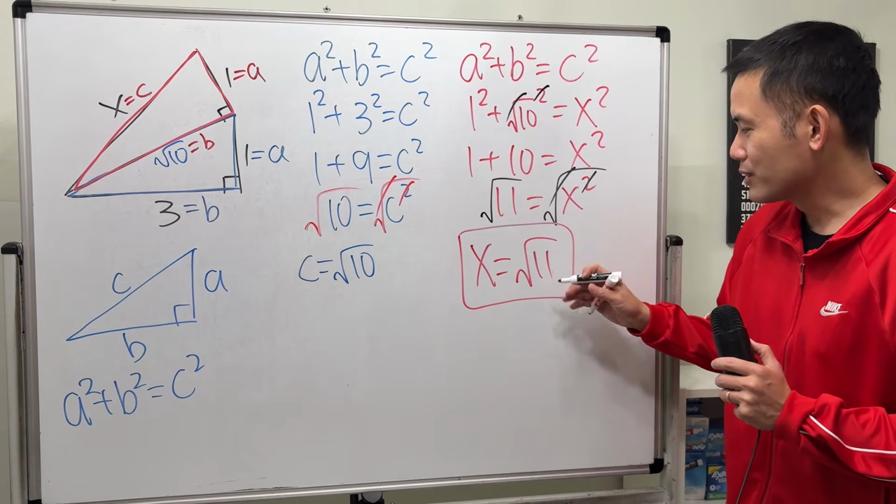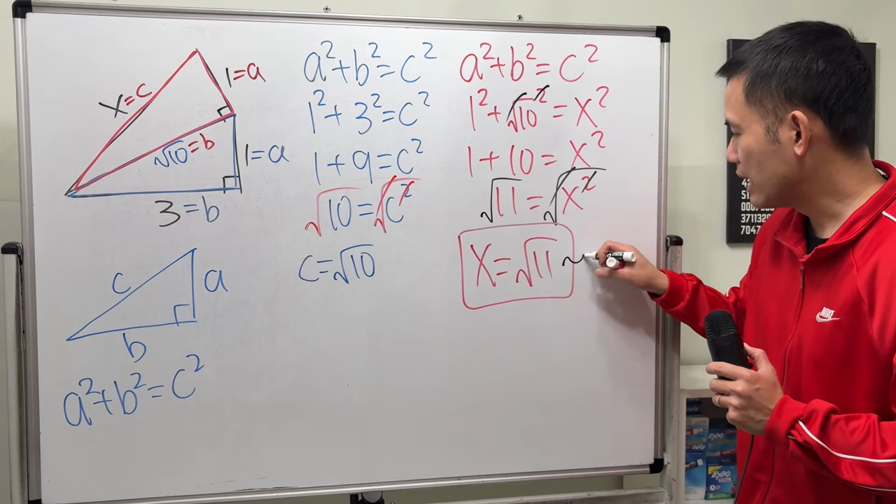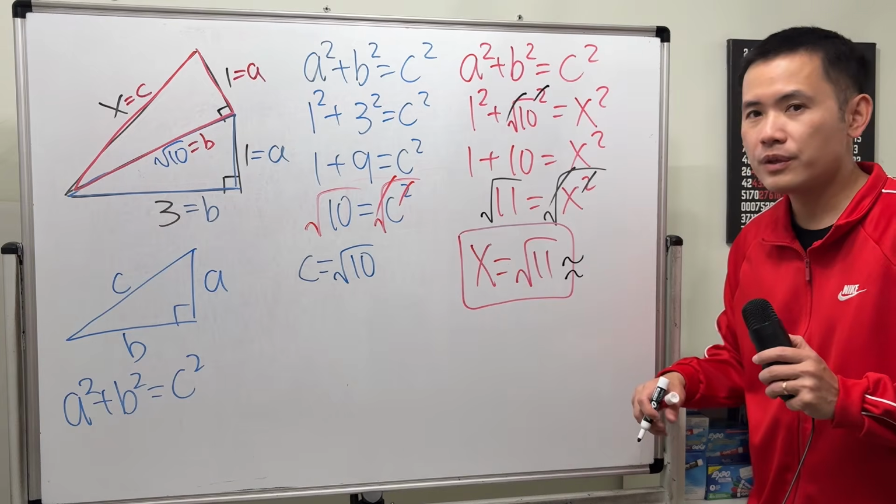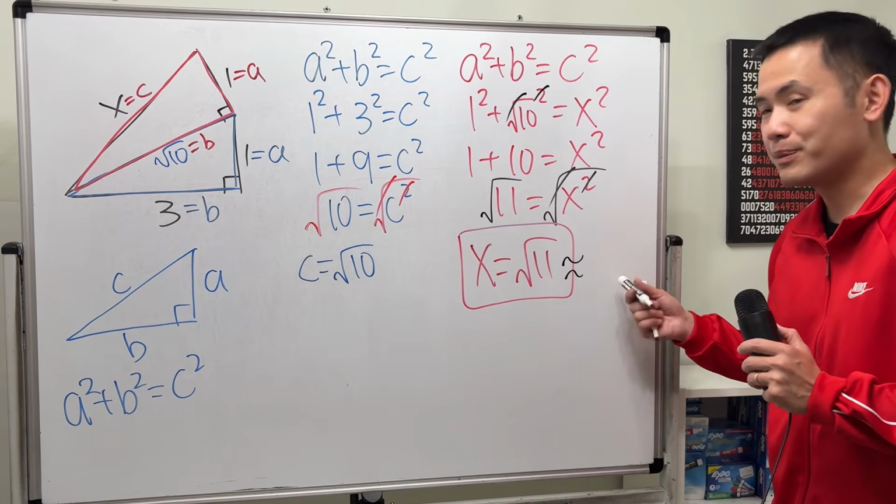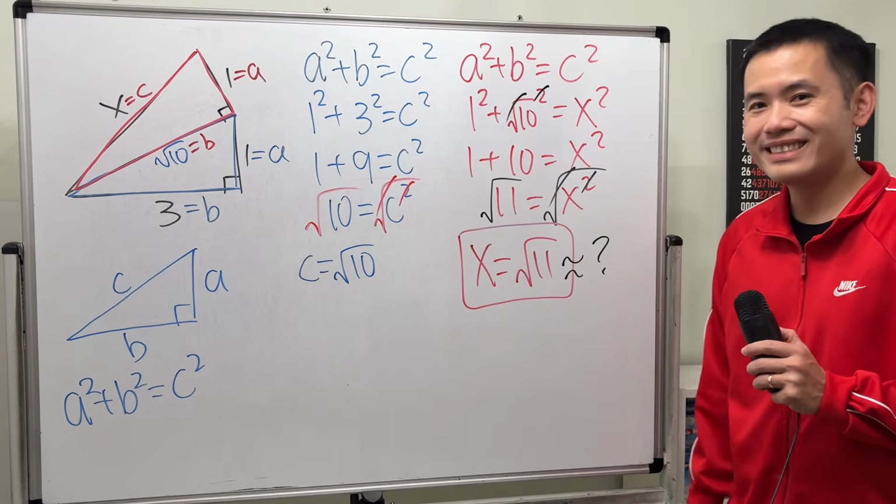And of course, you can also use a calculator, enter square root of 11, and you can get an approximation, which I believe should be 3 point something, but I'm going to leave that to you. Yep, that's it.